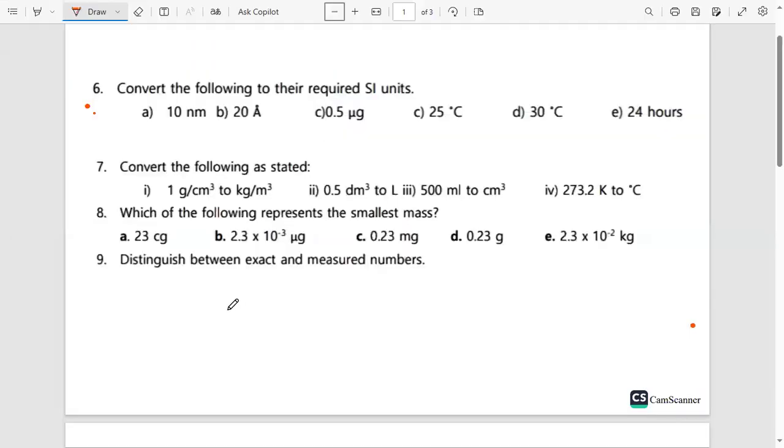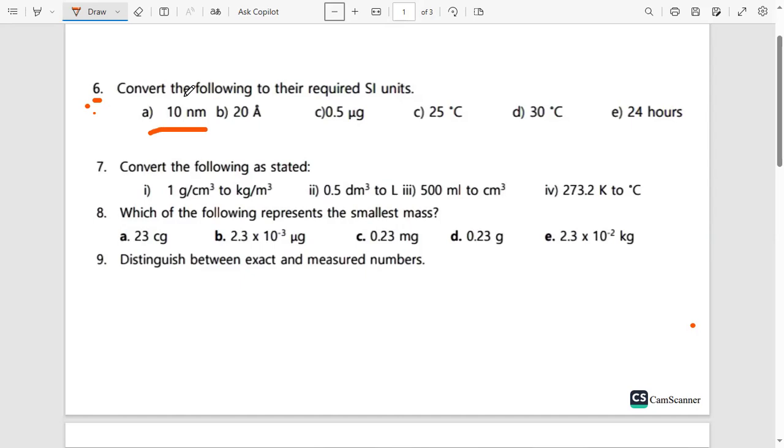Now let's look at some of these questions, because I've highlighted what you need to know in order to solve any question. Question 6 says convert the following to their required SI units. Remember the 7 SI units that I showed you. This here is 10 nanometer, because I can see a small letter n there, so that's nano. So what's the SI unit for this quantity?